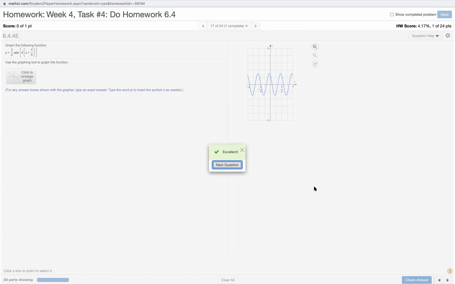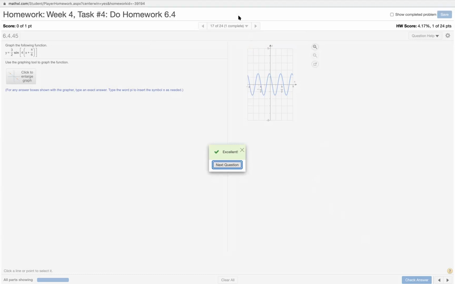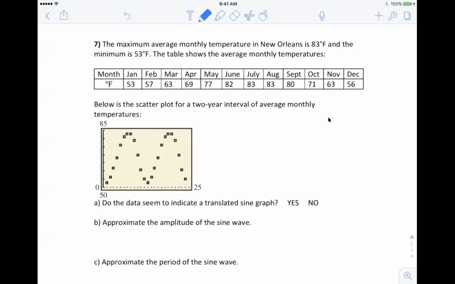All right. The last thing I'll do is a word problem. So we're going back to the handout for this one. And we're going to look at this problem, which is on the last page of your 6.4 notes. We have monthly temperatures. Average monthly temperatures in New Orleans: the max is 83 and the minimum is 53. And then there it is.